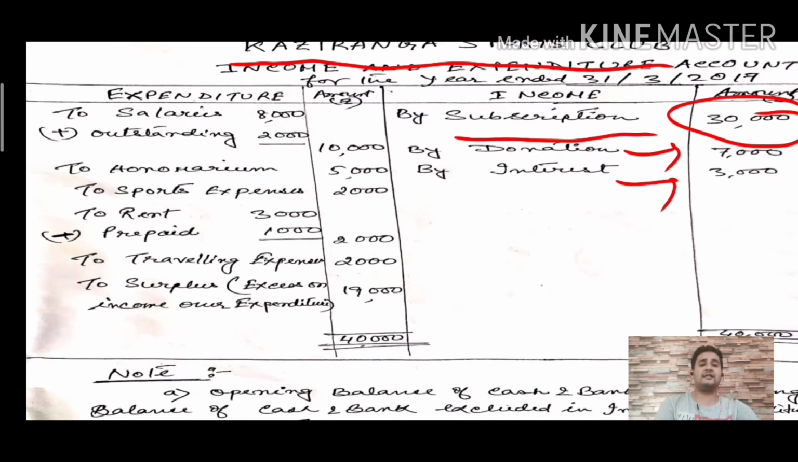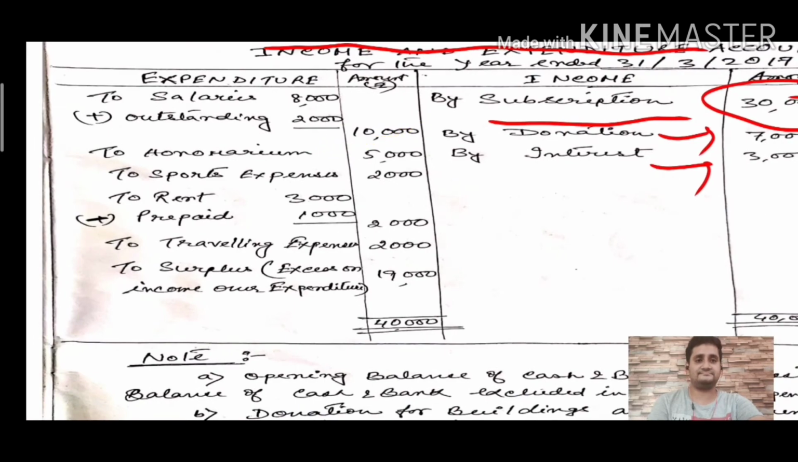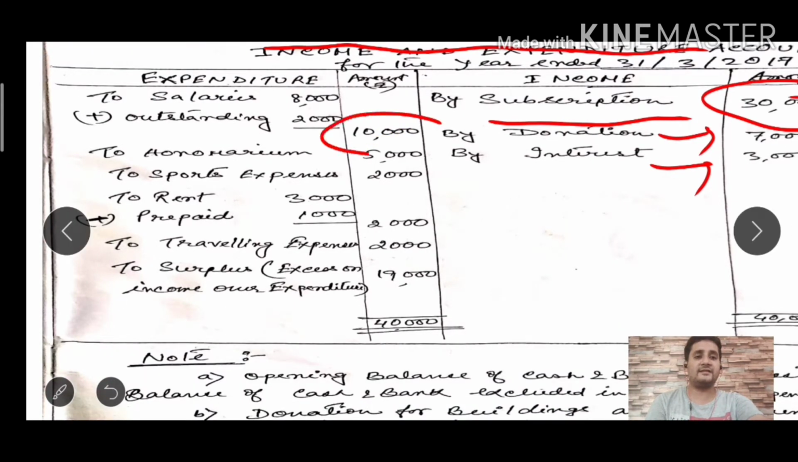So in the additional information, outstanding salary is given as 2,000. So here you have to add the outstanding salaries to the current year salaries. So 8,000 plus 2,000 is 10,000. Next, honorarium 5,000, and sports expenses given as 2,000.